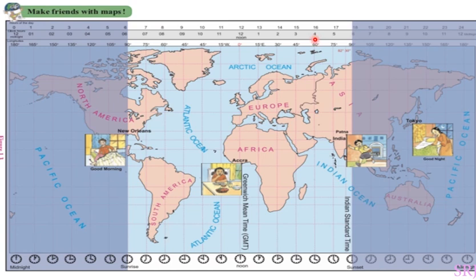It is 4 p.m. So if we take 1 degree to the west of the 60 degree east longitude, it will be 4 minutes behind. That is 3:56 p.m. And if we take 1 degree to the east of 60 degree longitude, it will be 4 minutes ahead. So it will be 4 hours, 4 minutes.